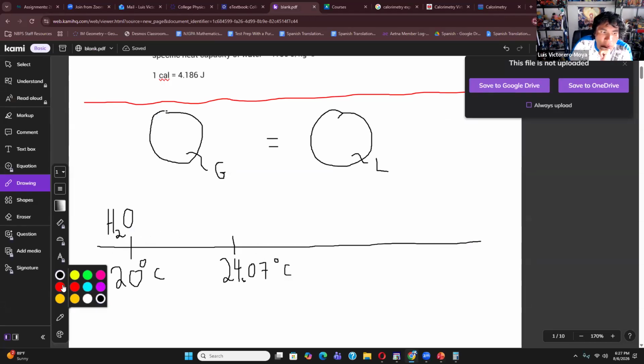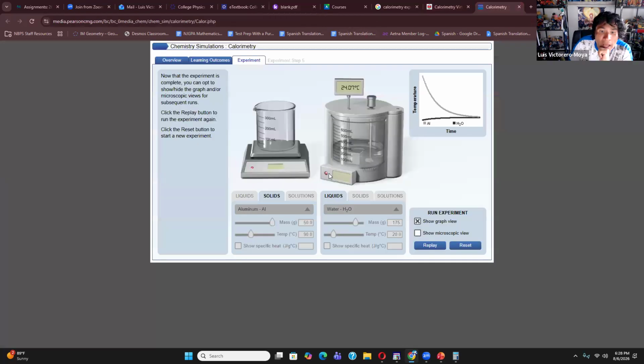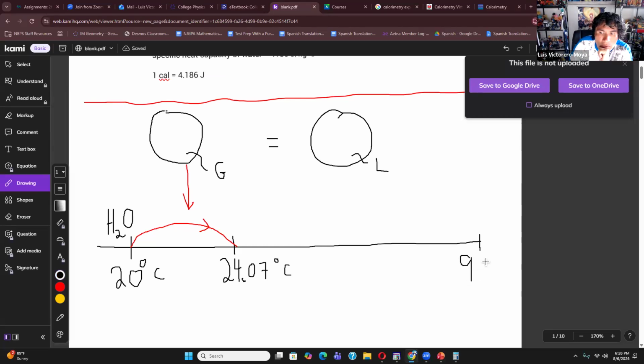So that's the Q gain, this section. That's that. Q loss was for the aluminum, which was at 90 degrees Celsius. So for the aluminum, it decreased from 90 to 24.07. So they both reach this temperature of equilibrium.